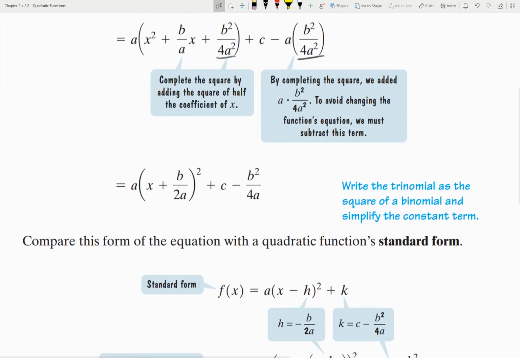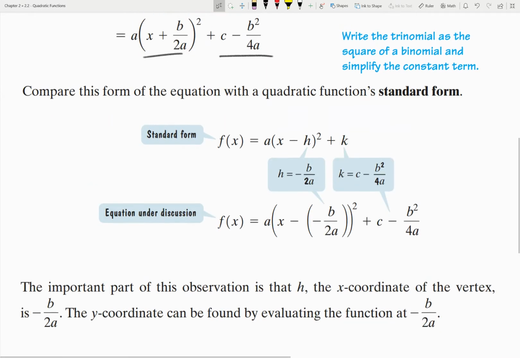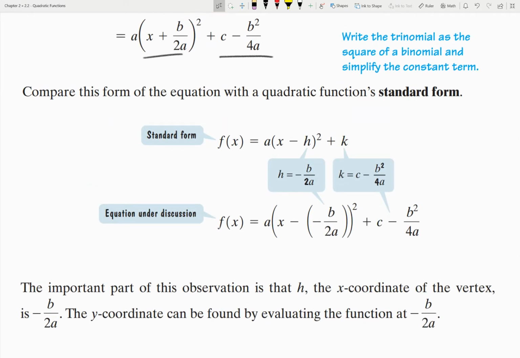Then when I complete the square, I have an equation that looks like this. Now, if you compare that to the vertex form, you can see that the h is represented by this number, and the k is represented by all that. Okay? Now, this is easier to remember than c minus b squared over 4a, two separate terms.